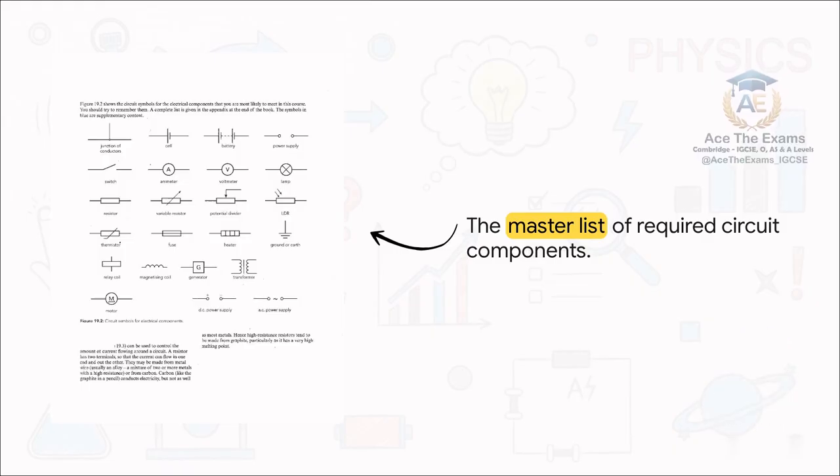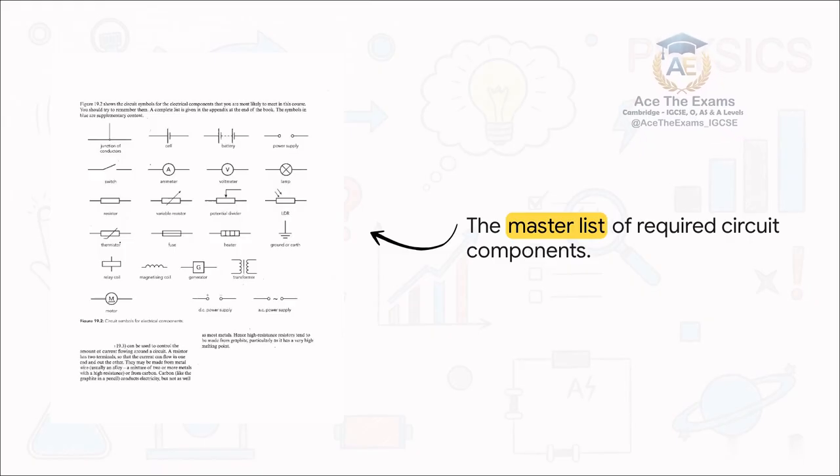When you see a rectangle with a line through it, your brain shouldn't say box with a line. It needs to instantly scream fuse. When you see a rectangle with an arrow pointing diagonally through it, boom, variable resistor. You need to know these cold.